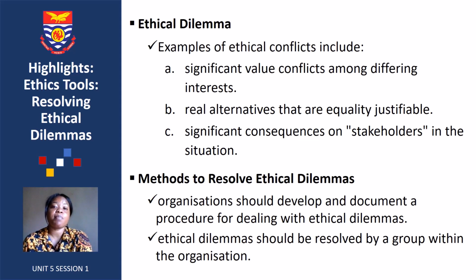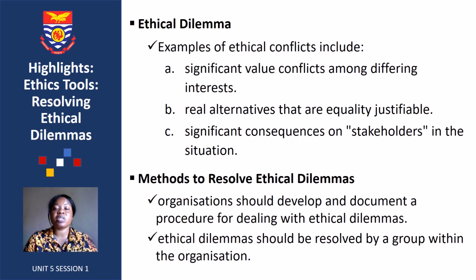So now let's look at examples of ethical conflicts and what they are. So we have significant value conflicts among differing interests. So an ethical dilemma could occur when there's significant value conflicts. So people have different values, different interests. So in a situation, there's going to be an ethical dilemma.